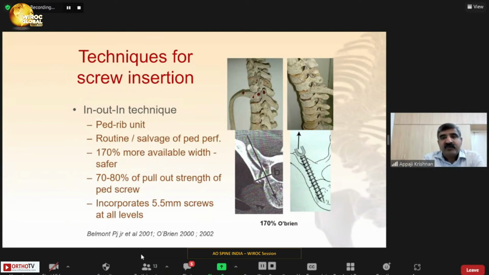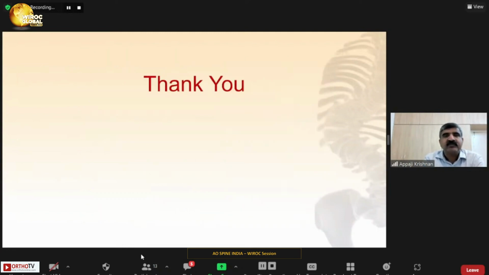The other most commonly used technique is the in-out-in technique, where we use the pedicle and the rib as a single unit. So the screw goes into the transverse process, enters the lateral wall of the pedicle. It goes in between the rib and the pedicle as seen here. And then there is a wider distance of the pedicle. If the pedicle is quite narrow, you have a wider width available now. And the screw actually has around 80% of the pull-out strength of a pedicle screw. So you can easily put in a 5.5, sometimes even a 6.5 screw.